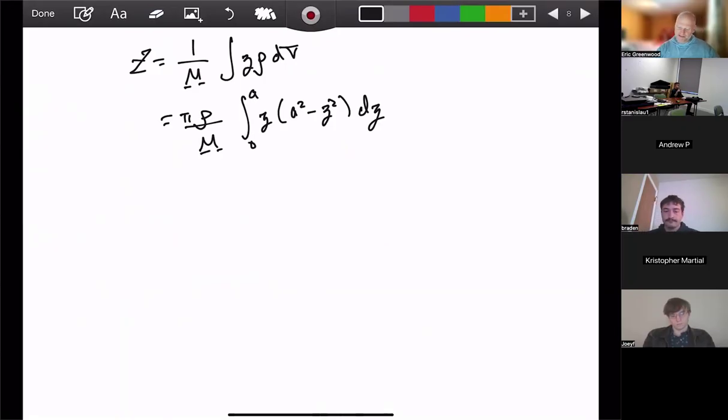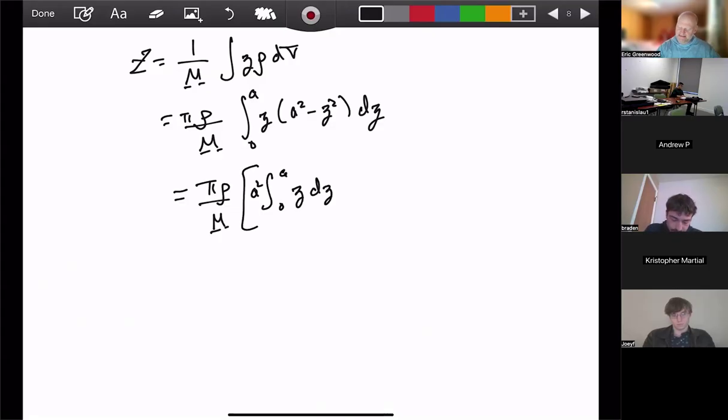Perfect. So let's split this up into two different integrals. I'm going to have a pi rho over m. And then we're going to have a squared times the integral from 0 to a, I'm going to pull that up front, of z dz, minus the integral from 0 to a of z cubed dz. What's the integral of z dz?